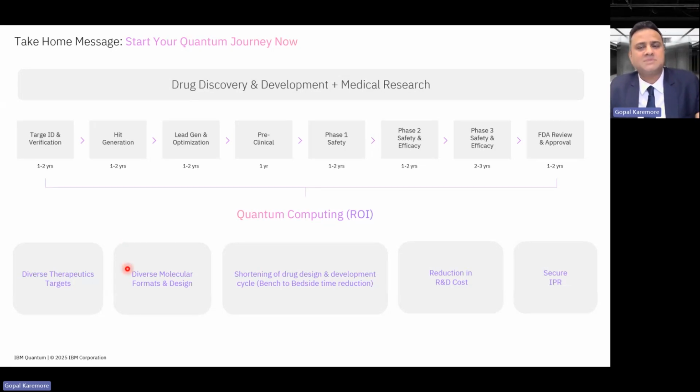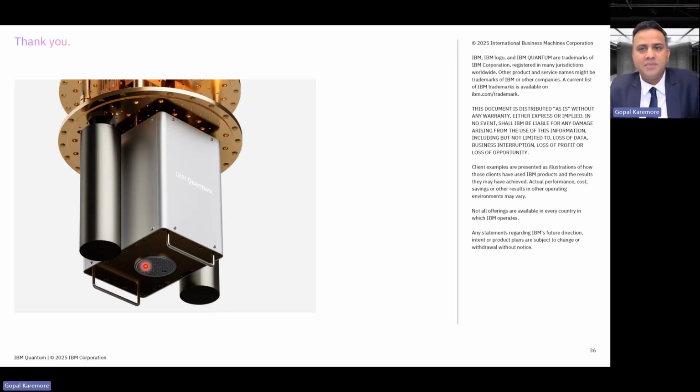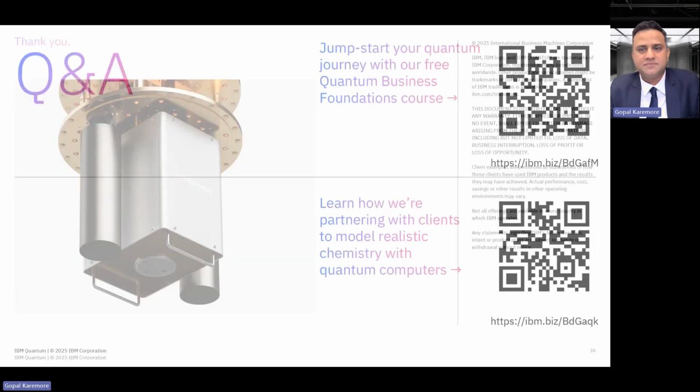Last but not least is securing your IPR, intellectual property rights, because as you can see, the innovation space is expanding and all the low-hanging fruits are gone. So unless you innovate, you're not going to get an ROI in the longer run. Quantum computing can help you secure your IPR. With this, I would like to thank you very much for your attention, and I would be very happy to take any questions, if there are any.